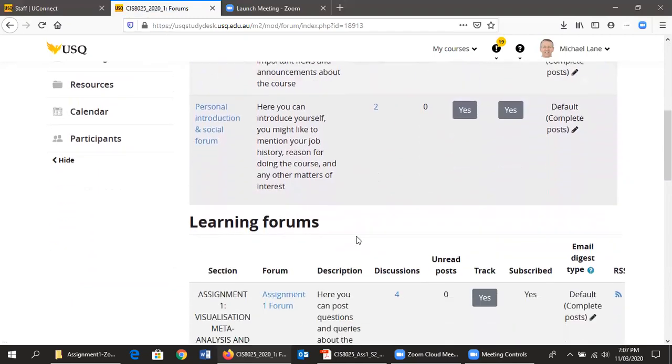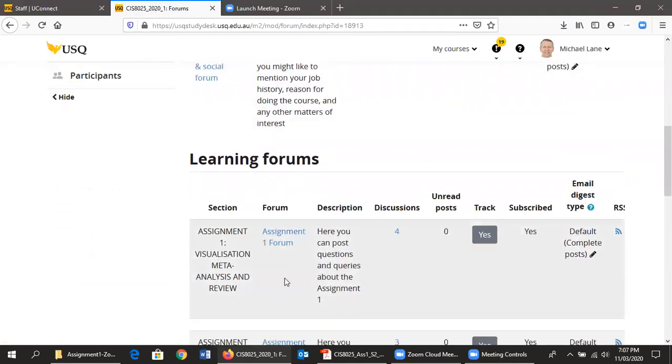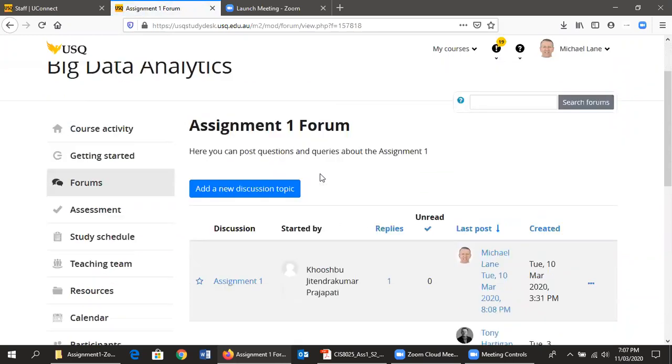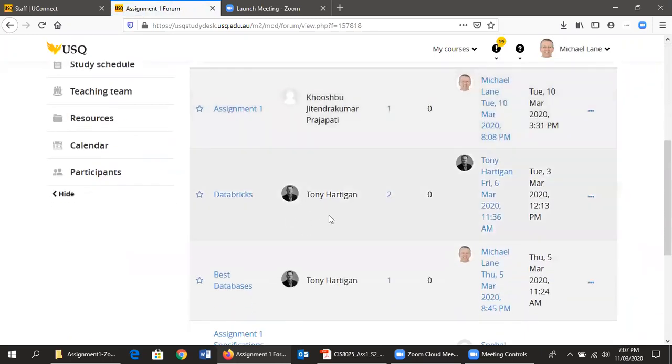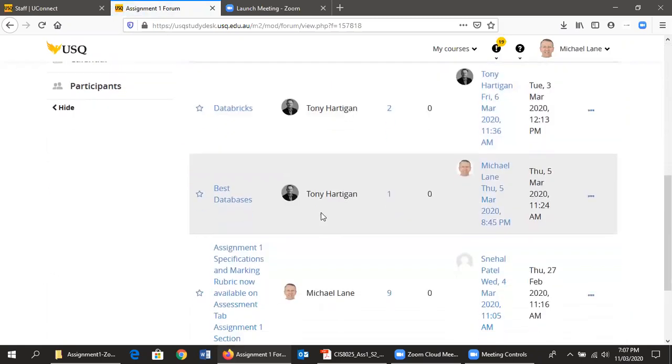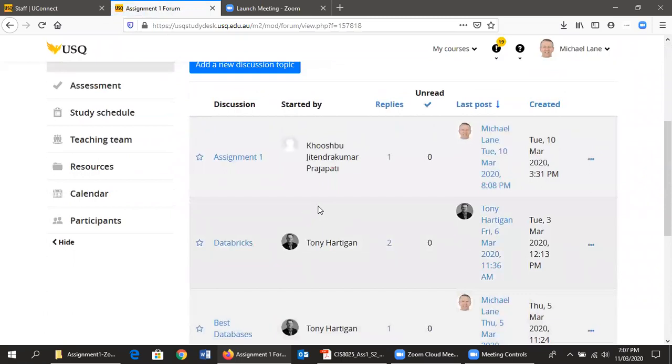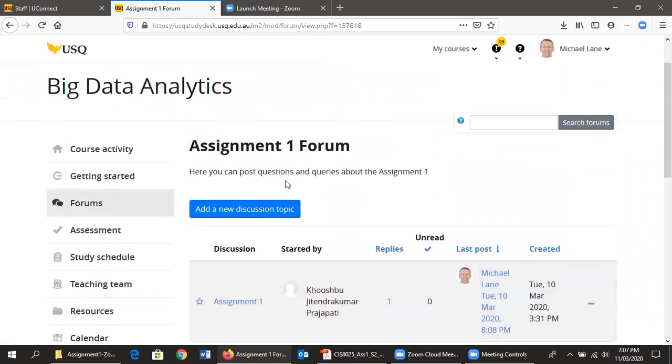I'm just running a little bit behind with this course because I took over at the 11th hour with someone getting sick, but I'm getting there now. There's a forum for each assignment. If you've got any questions, and there have been a few already, Tony posted some information and also had a question, I think, for assignment 2. I'll come back to this posting because I've given some more direction about how to approach the assignment.